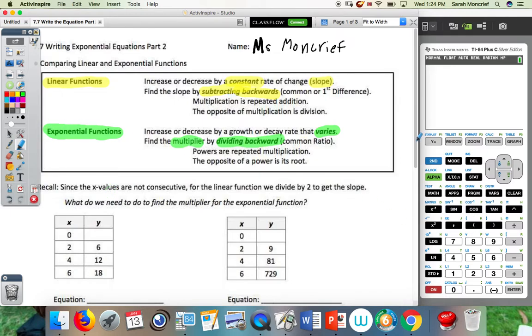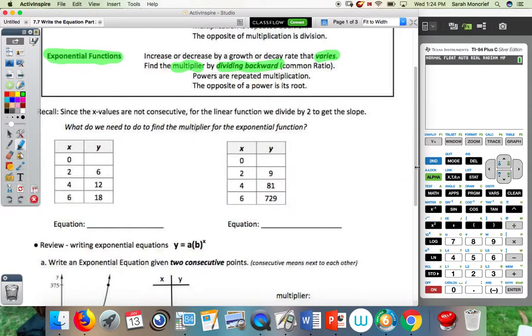All right, so let's remember a couple of things. Recall, since x values are not consecutive for linear functions, we divide by 2 to get the slope. What do we need to do to find the multiplier for an exponential function?